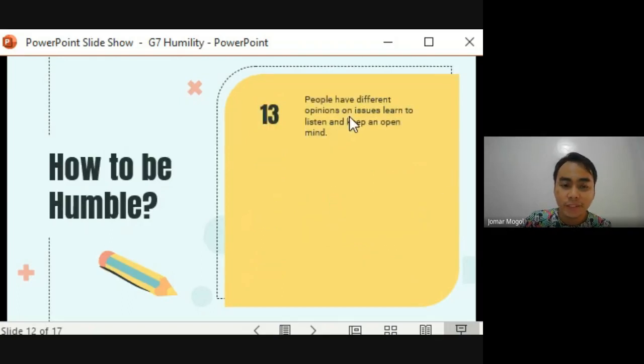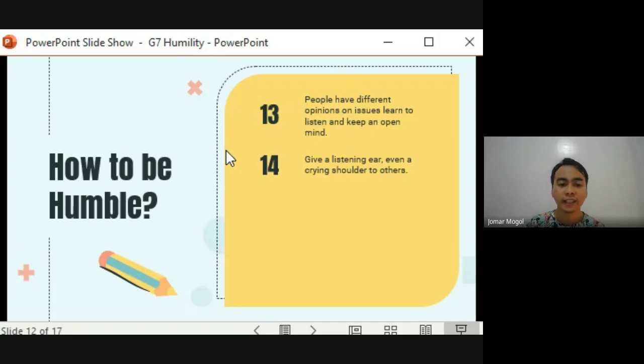People have different opinions on issues. Learn to listen and keep an open mind. So we have several issues airing in social media. So kinakailangan tingnan natin yung both side because, like I said, we are individuals, we are unique, we have our own thoughts, we have our own opinions about something in a specific issue. Makinig lang tayo, listen to them para makita natin talaga kung ano yung katotohanan. Then give a listening ear, even a crying shoulder to others.